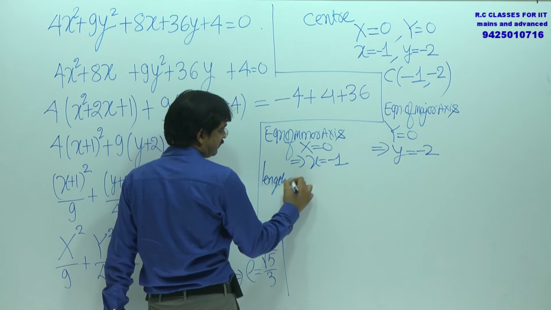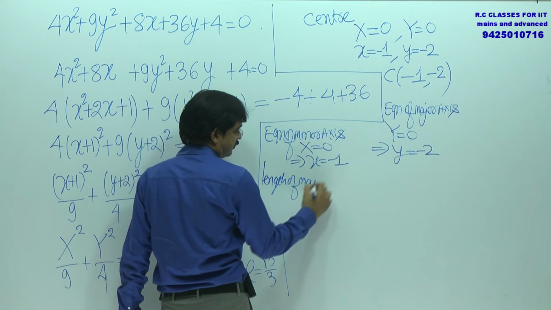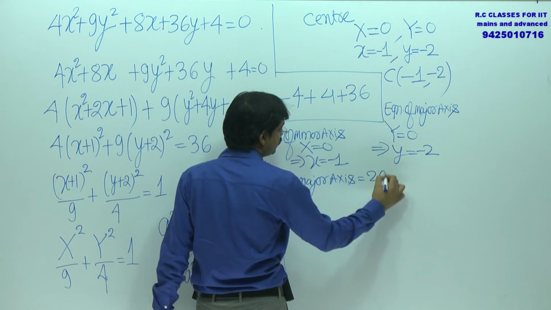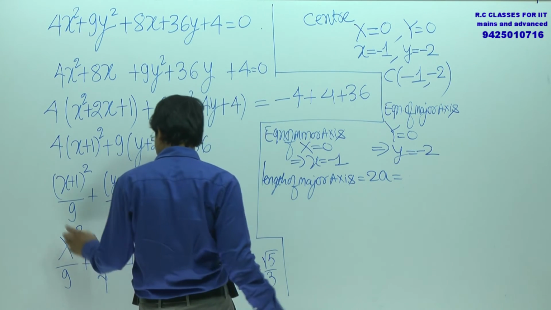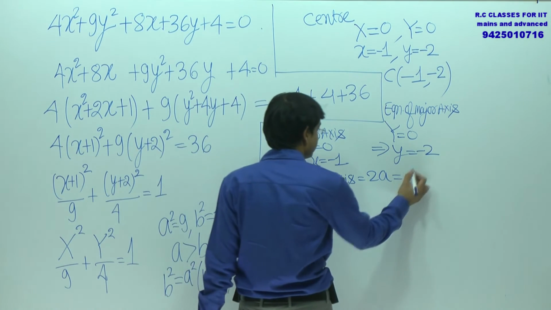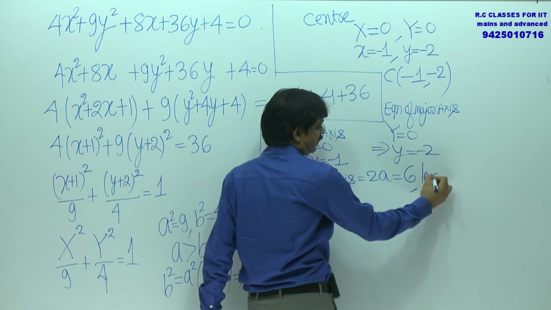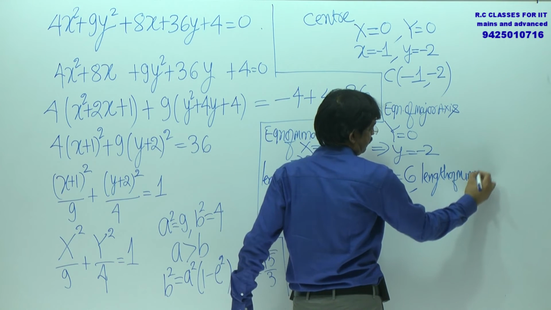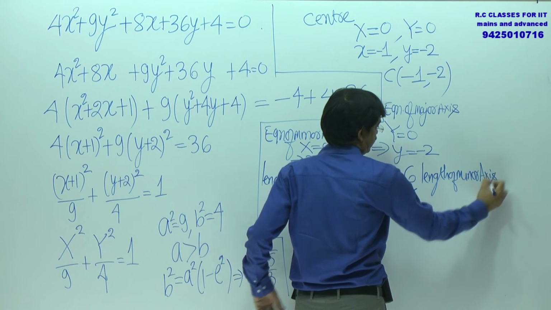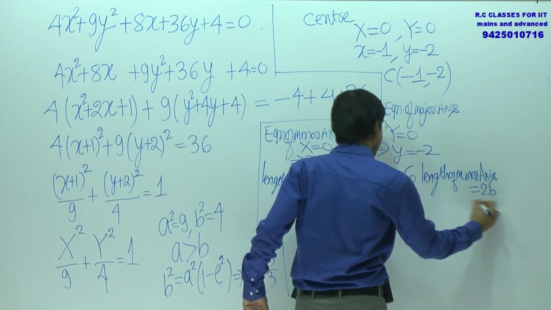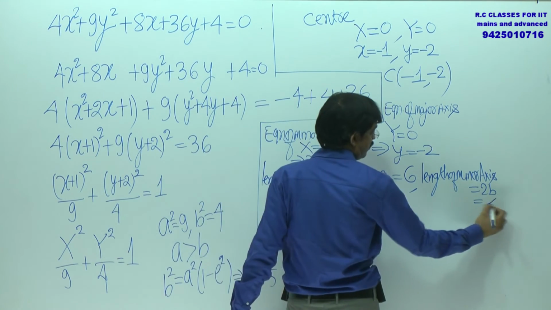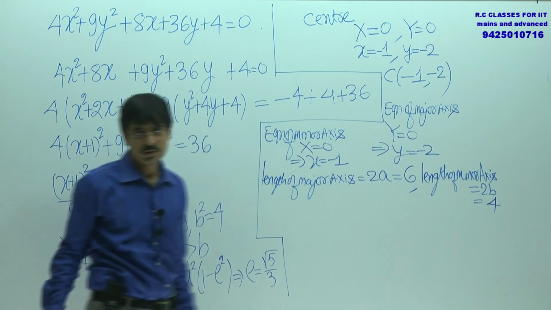Length of major axis, there is no difficulty in that, that will be equals to 2a and that will be equals to 6. Length of minor axis, that will be 2b and that will be equals to 4, right?